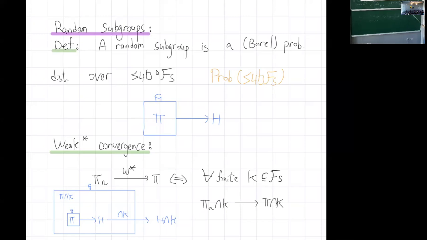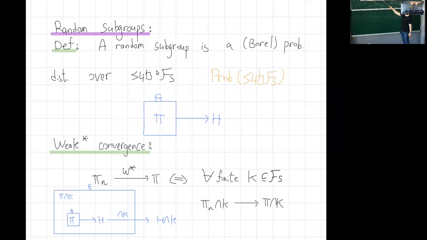Okay, perfect. But let's focus on the topology on this space, the probability distribution over the subgroups. If I have a sequence of random subgroups, I say that it converges to the limit pi if and only if, and this is just the definition, for any finite set from the free group, you can define the following sampling mechanism.